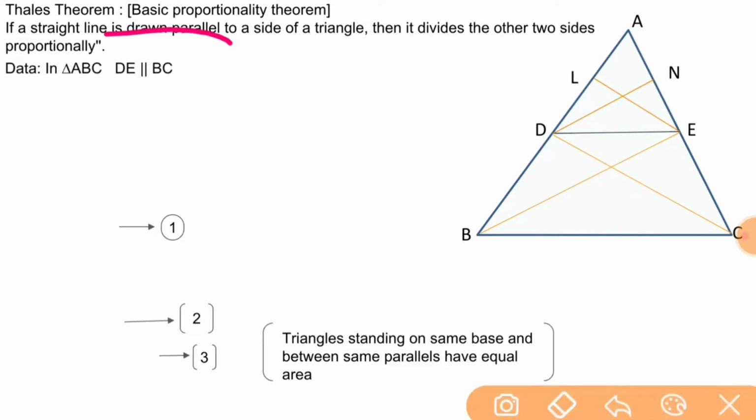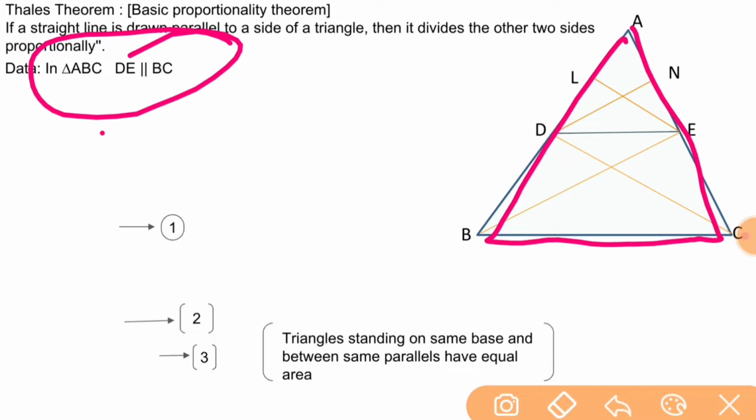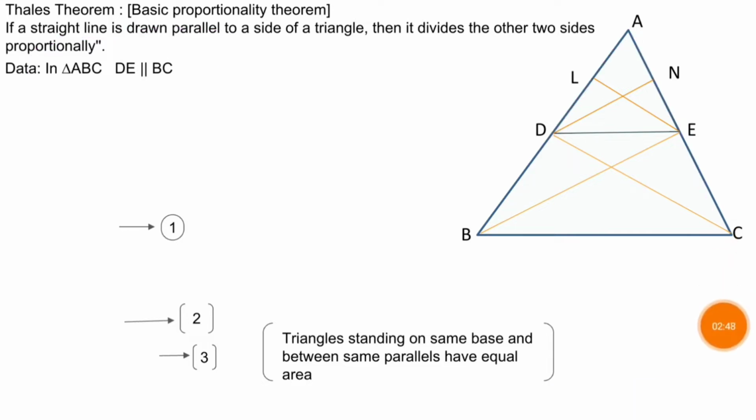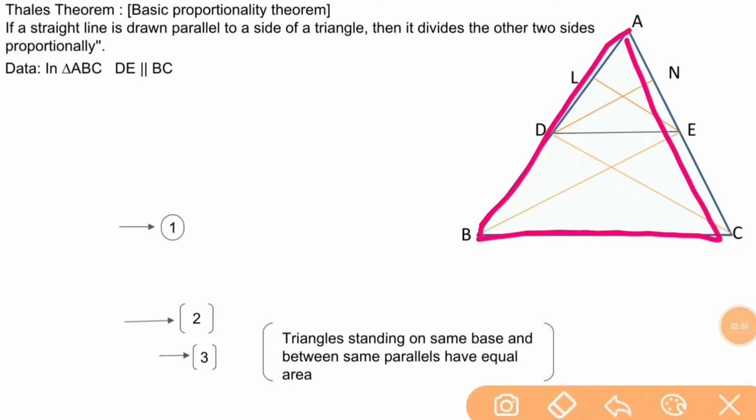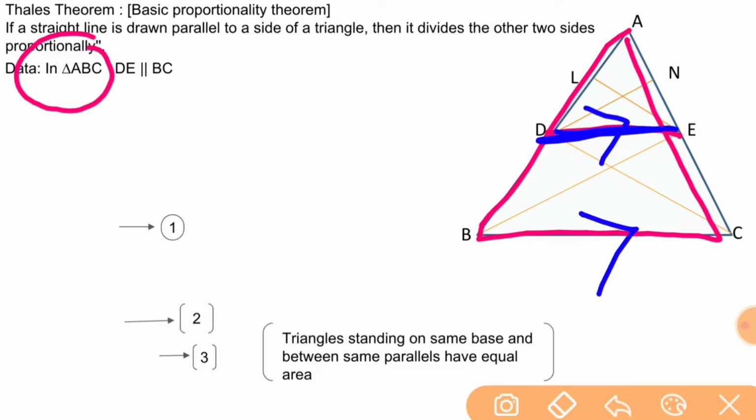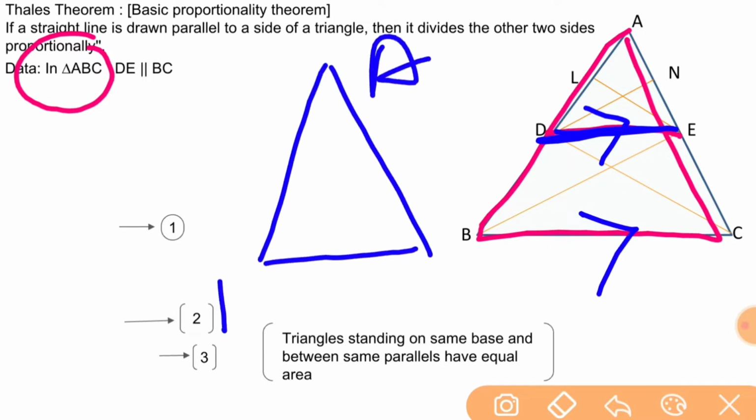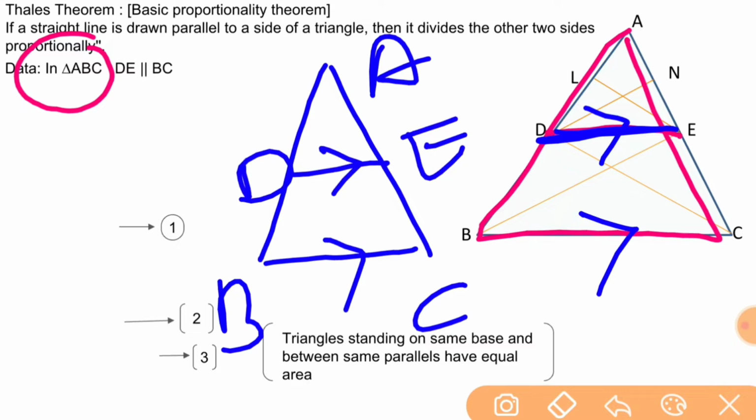It starts with the given data. What is given? There is a triangle ABC, which we see here. Then DE is parallel to BC. Where is D? See there, this is D, and this line DE is parallel to BC. So our original triangle, when the theorem starts, is up to here: a triangle ABC and a line DE which is parallel to BC. This is our diagram according to the given data.